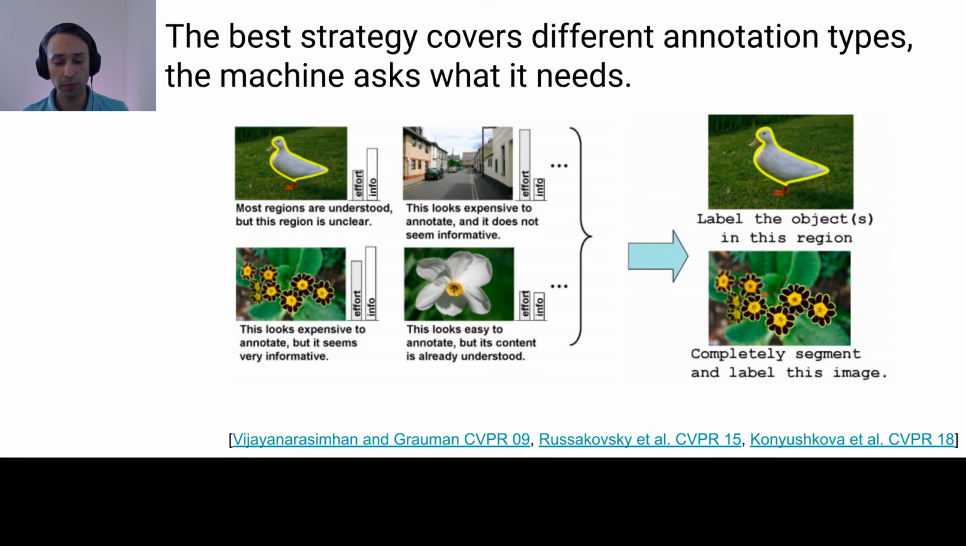A few sparse papers have explored this idea. In this example, for instance, the system estimates the effort it will take to provide the new annotation and the complementary information that such annotation will provide. And then the system will select which image and which type of annotation should be answered. So in this example, it would be asking, provide me a label for this region, or provide a full segmentation and labeling for this other image.